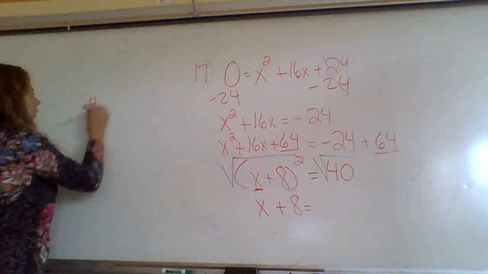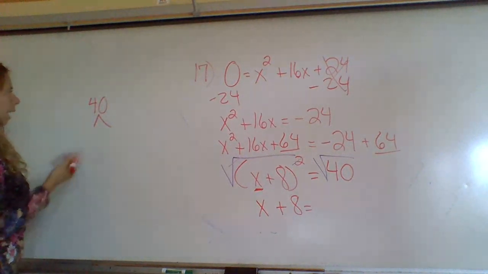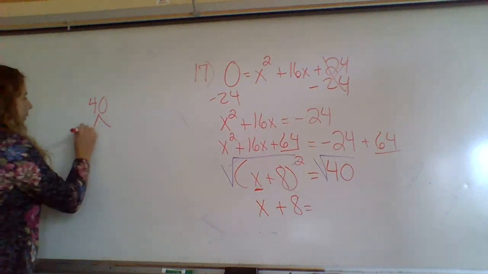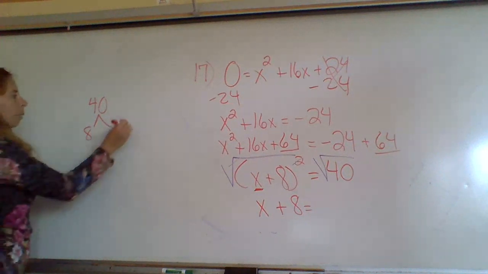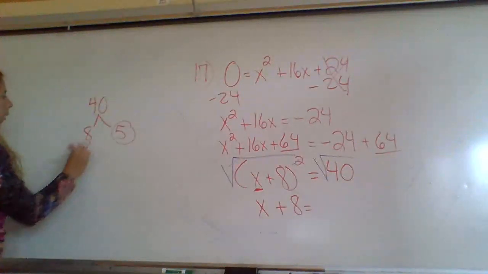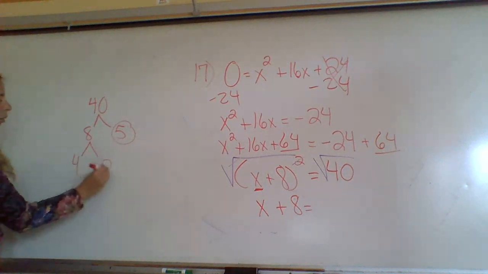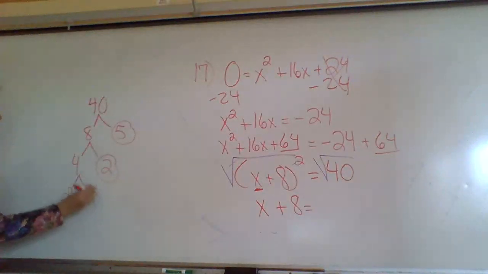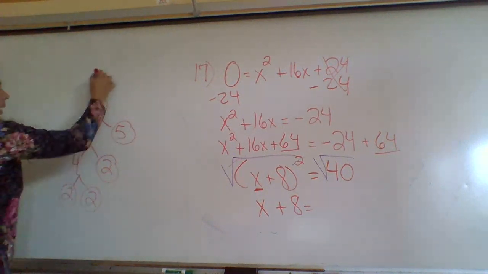So here's 40. 10 and 4, 8 and 5. Let's do 8 and 5. 8 times 5 is 40. 5 is prime. 8 is not, so keep on going. 8 is 4 times 2. 2 is prime. 4 is not. 4 is 2 times 2. Eventually, you might memorize these.